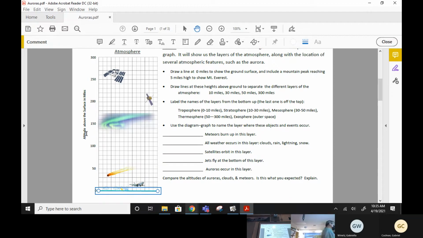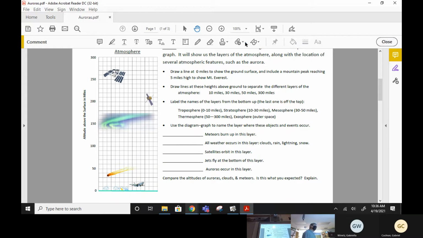It doesn't really matter what color you use. So that's the surface of the Earth. That's where we're standing right now. And I also want you to notice that the scale on the left is in miles, miles above the surface. Now, the tallest mountain in the world is Mount Everest, and it's about 5 miles high. So I'm going to draw Mount Everest on here too, just to show how big it is.